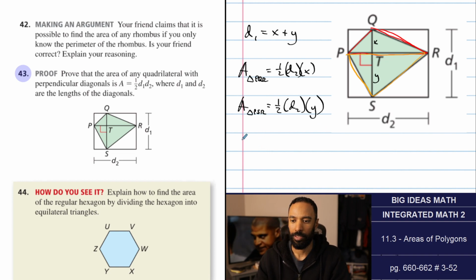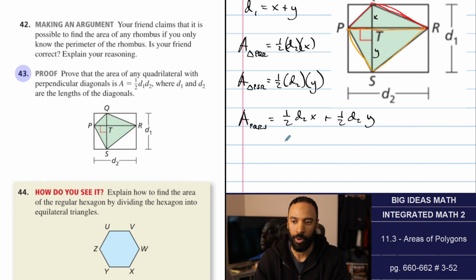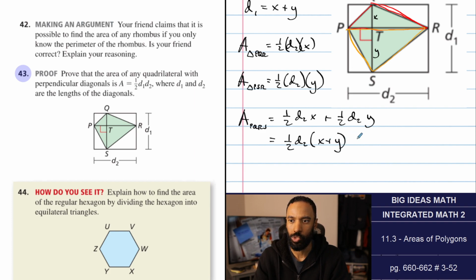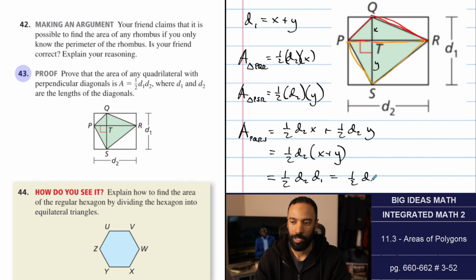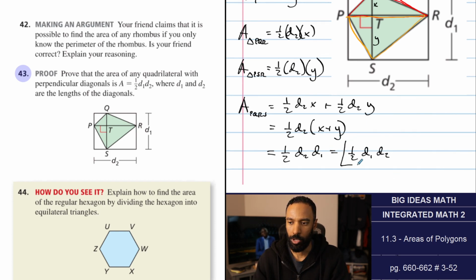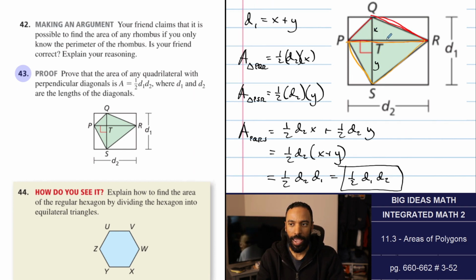So the area of the rhombus, PQRS, can be expressed as the sum of both of those: 1/2 D2 times X plus 1/2 D2 times Y. If you factor out 1/2 D2 from both of these terms, you get 1/2 D2 times X plus Y. This is where D sub 1 equals X plus Y comes back in. That is 1/2 of D2 times D1, which is 1/2 D1 times D2. Multiplication is commutative, and we get that. That's the area formula they're asking us to show. So finding the areas of triangles can get us there.